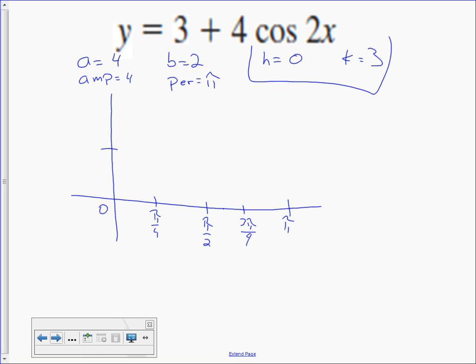Cosine functions start at the amplitude. They go to the negative amplitude. So my parent function starts at 4, 0, negative 4, 0, and 4. And remember, dotted. And then what do I do to each of these points? What's that? Perfect. You go up 3.